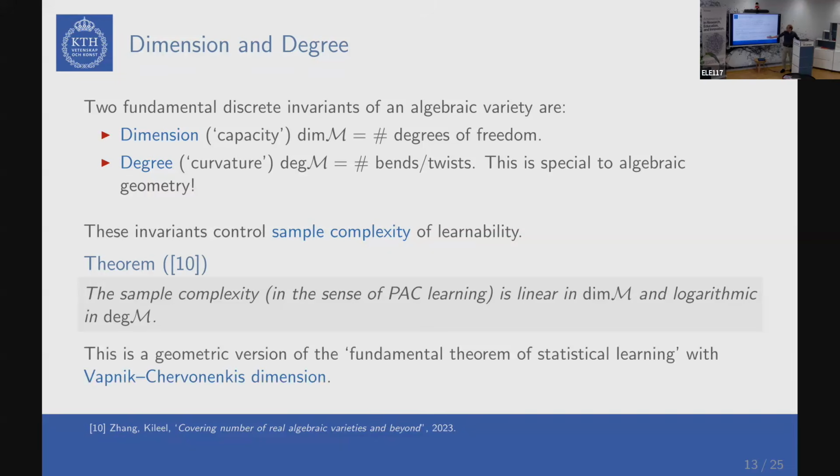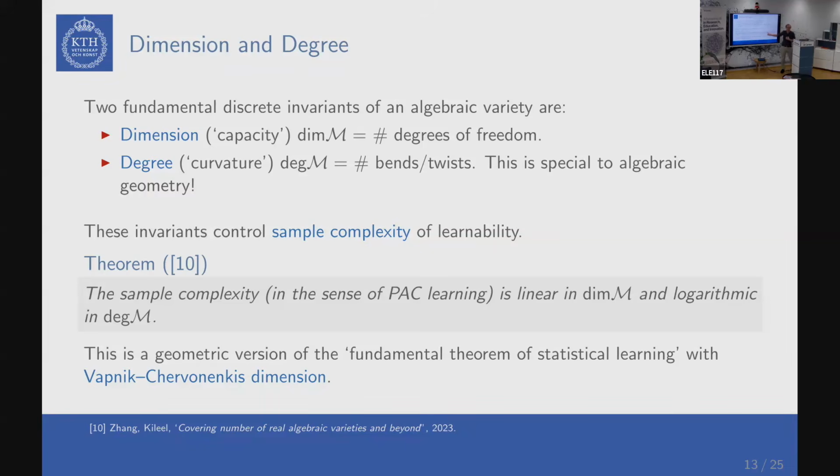I mean, of course, this reminds you of the fundamental theorem of statistical learning. So the fundamental theorem of statistical learning tells you that the sample complexity of a binary classifier is linear in the VC dimension of the neuromanifold or hypothesis space, if you call it. However, here you also get linear in the dimension. So of course, the notion of dimension is different. VC dimension is a combinatorial version of dimension for binary classifiers. In the continuous geometry, we can just use the usual dimension. There is no need for VC.